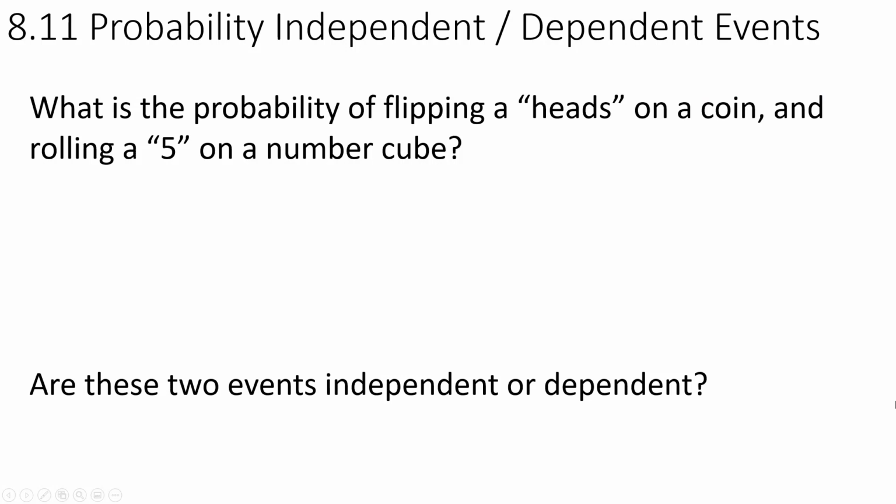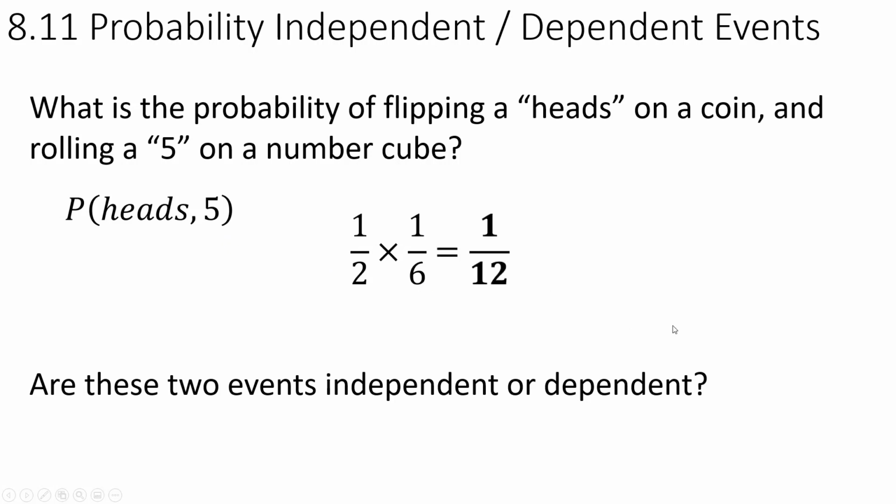Probability with independent and dependent events. What is the probability of flipping heads on a coin and rolling a 5 on a number cube? And then are these two events independent or dependent? Basically, all you need to know is the probability of heads, then rolling a 5. So this is heads on the coin, 5 on the number cube, or a dice. You find the probability of each event and then multiply them. The probability of heads on a coin is 1 out of 2. And on the number cube, there's 1 five out of 6 possibilities, so 1 out of 6. Just multiply them. You're done.